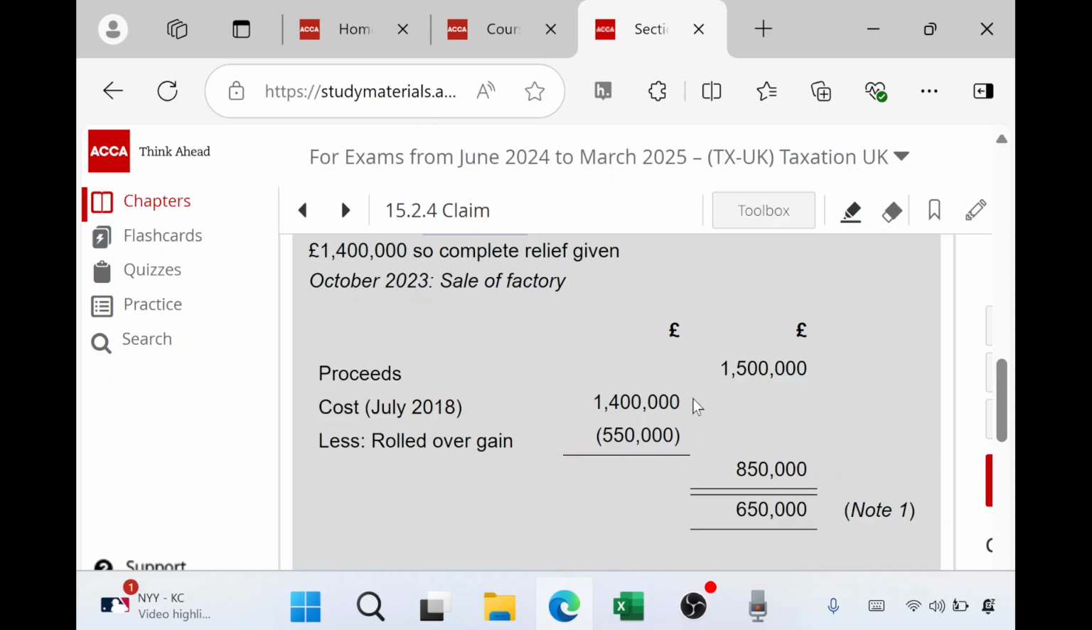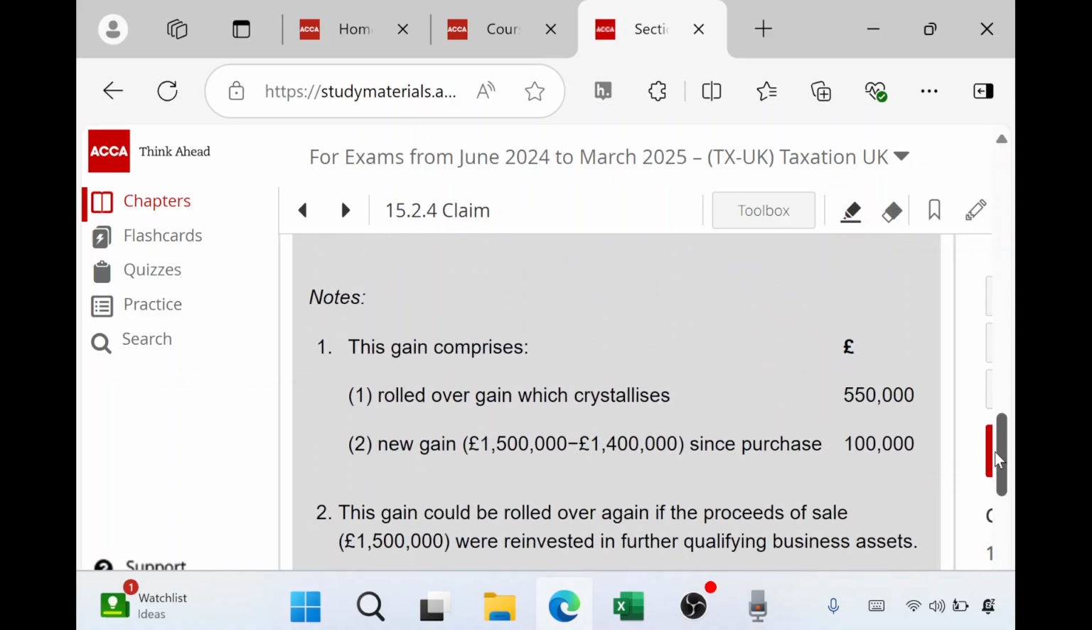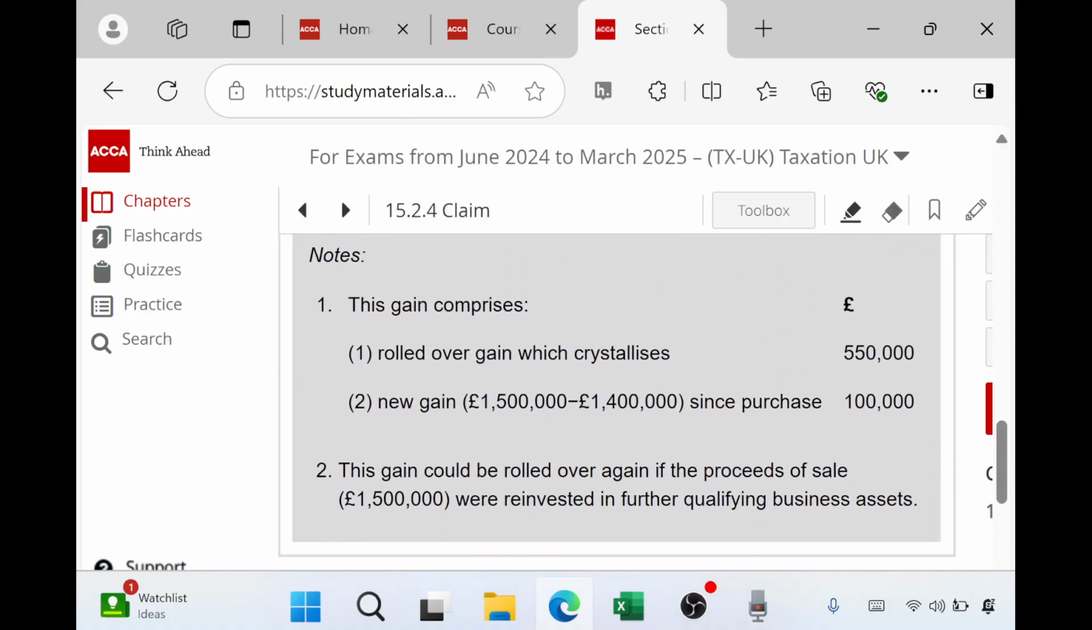So if I reduce the cost, in effect, what I'm doing is crystallizing that rollover gain at the point of this transaction, this disposal. So therefore, reduced cost equals higher gain. As we'll see down here in the narrative, the two gains in effect crystallize. So the gain comprises the original asset number 1, and also the uplift since purchase on asset number 2. So you're basically crystallizing both gains.